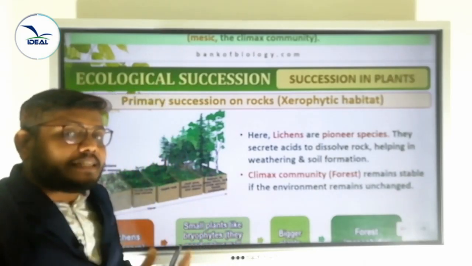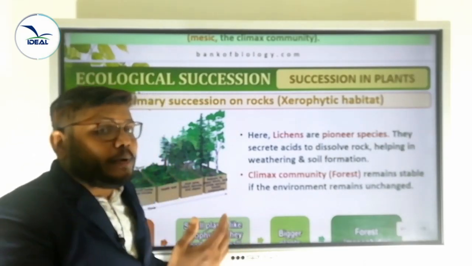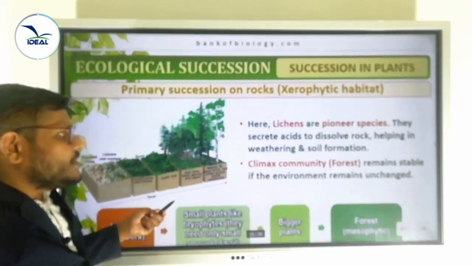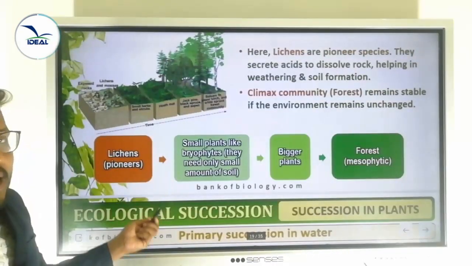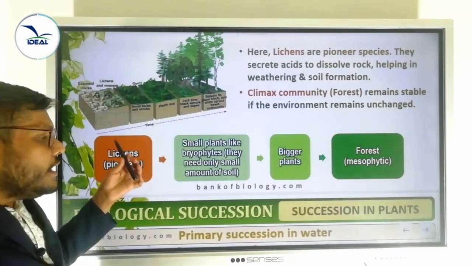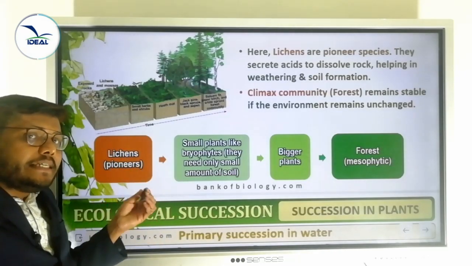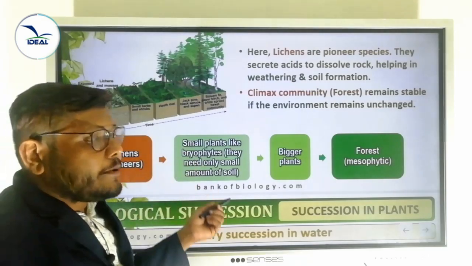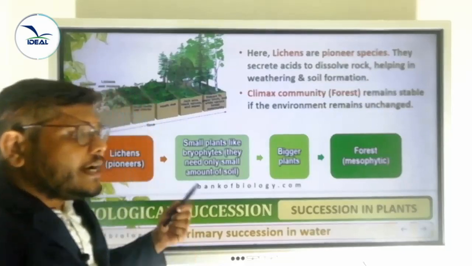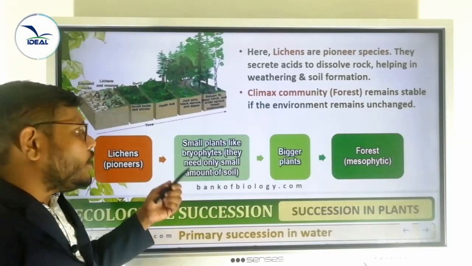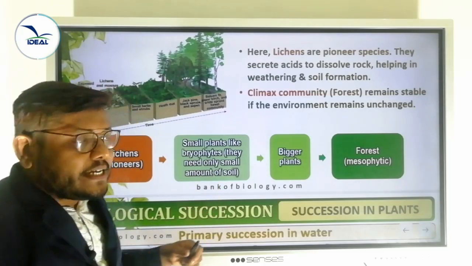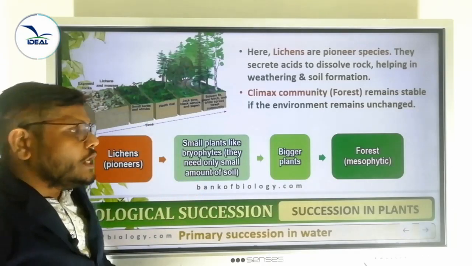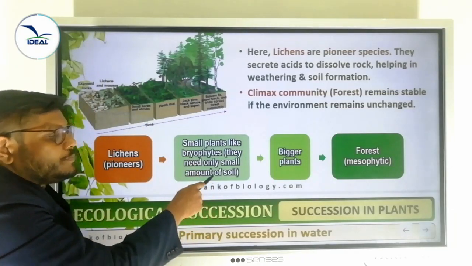The lichens secrete acid that dissolves the rocks, which leads to weathering and soil formation. Then the next species forms, small plants like bryophytes, for example moss. That soil helps the growth of bryophytes. Small plants like bryophytes need only a small amount of soil, so they grow in this area.